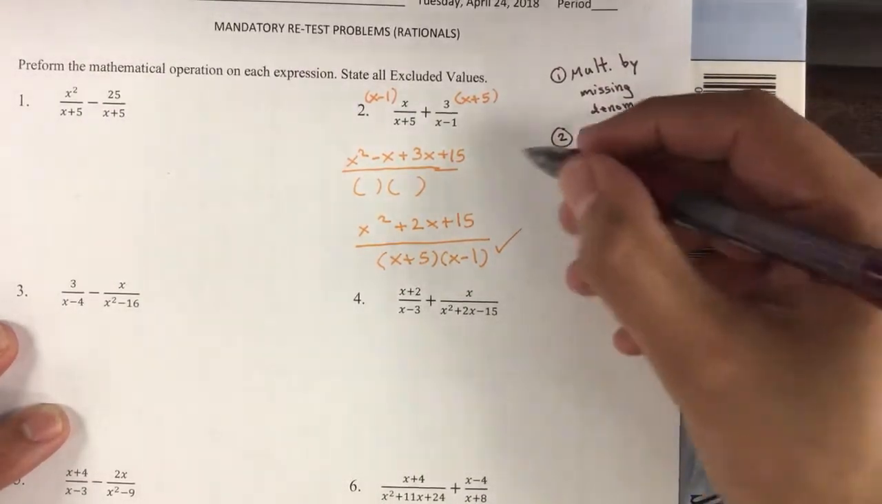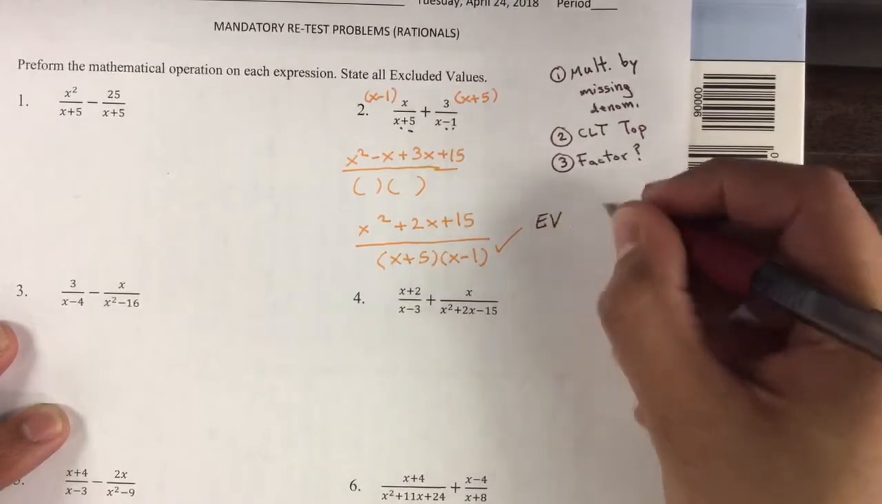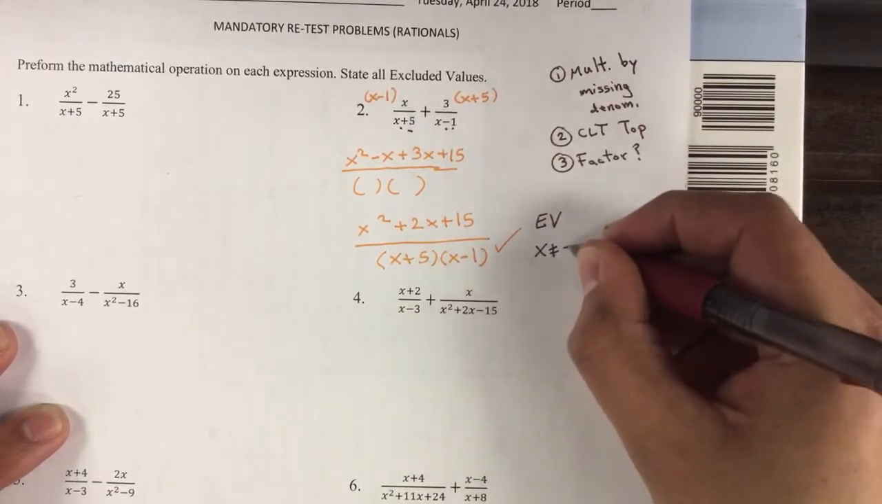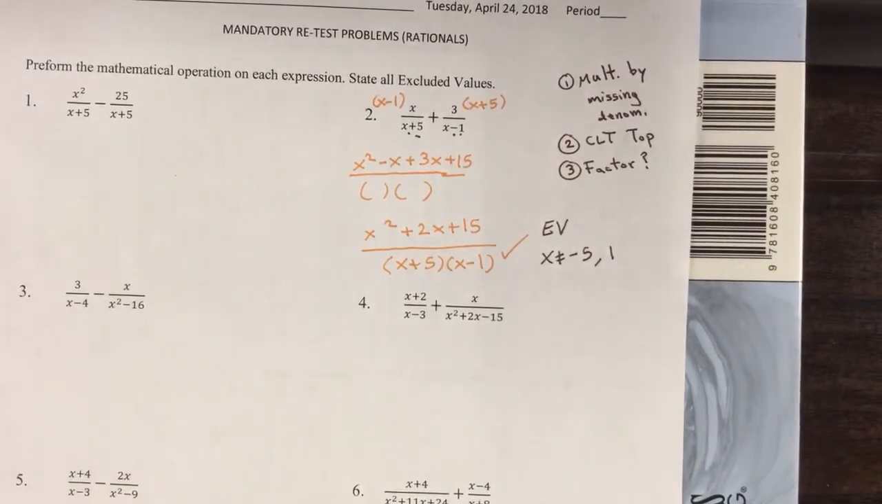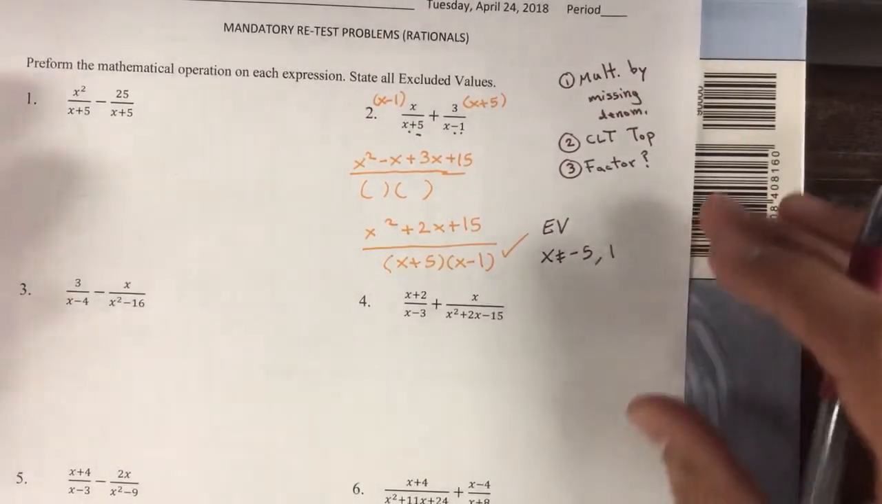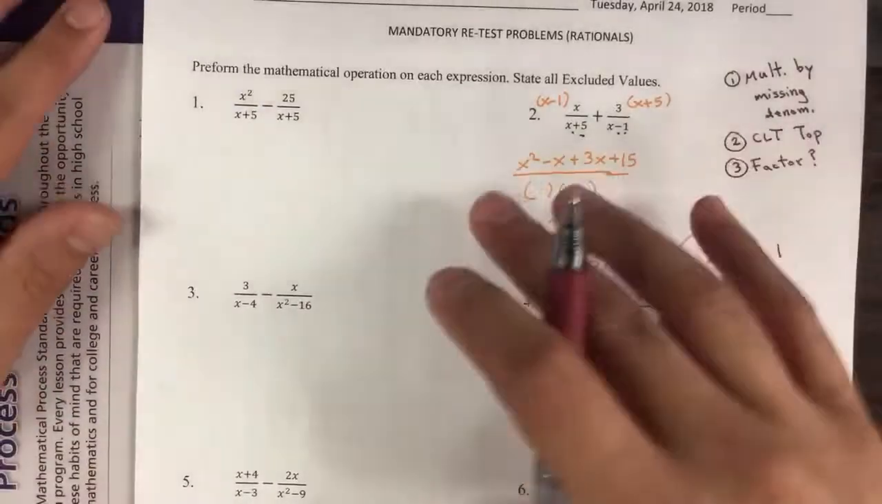Now, what I should have done first is just look up here for my EVs. Your excluded values cannot be negative 5 or positive 1. Okay? Alright, let's look at the next one. Let's look at number 3 over here.